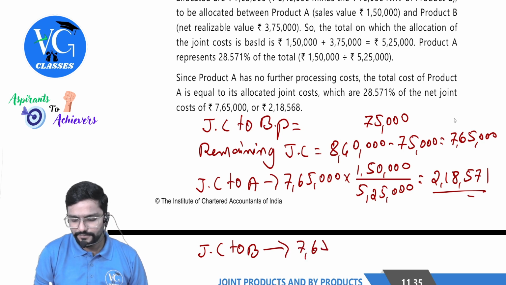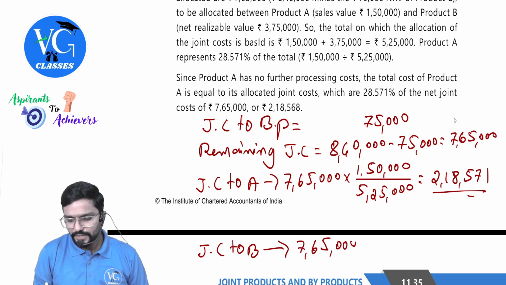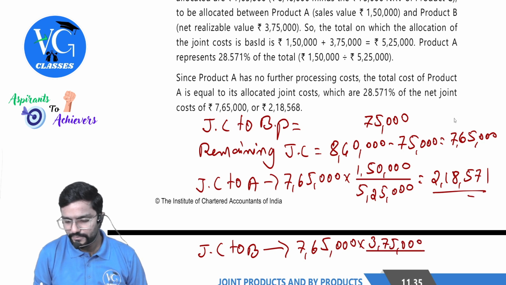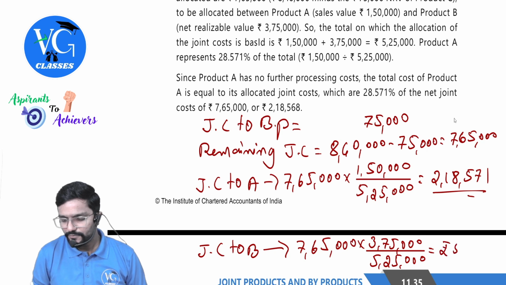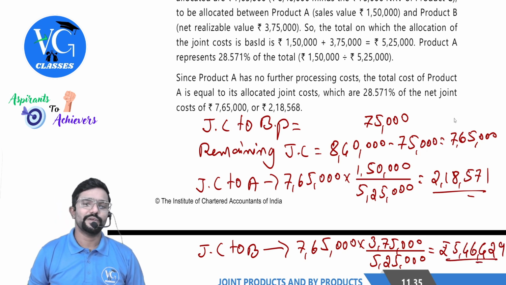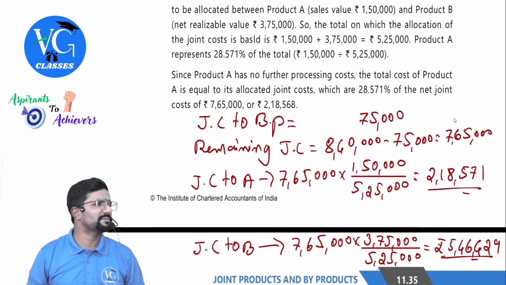7 lakh 65 into how much for B? 375. 375 divided by 525. 5 lakh 46,429. Hope you understood. First, the story and all you explain.